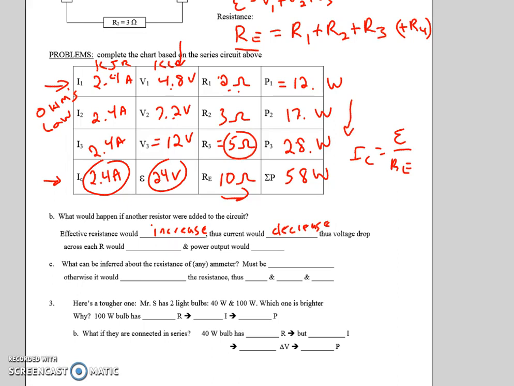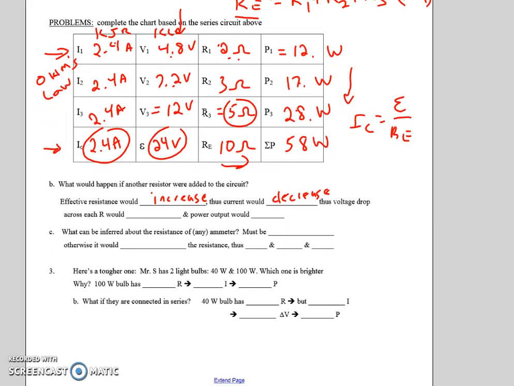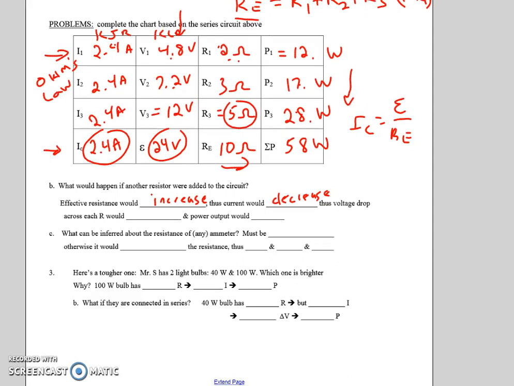So adding more resistors gives us more resistance, therefore less current. Okay? Therefore, the voltage drop across each resistor would have to do what? Well, voltage drop is I times the individual resistances. I has just decreased for the circuit, so therefore it decreases for each individual resistor. So I is less for the same R's, so the voltage drops would have to decrease.